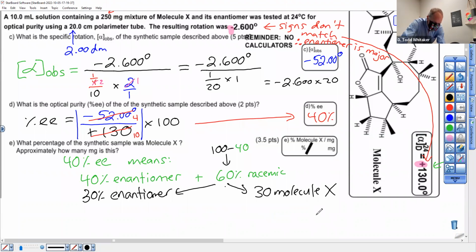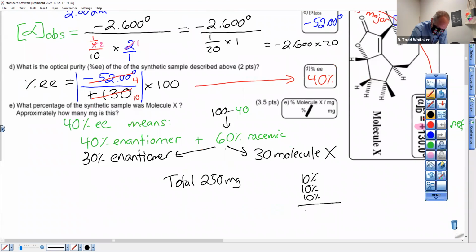And so I just need to know what 30% of 250 milligrams is. Total, 250 milligrams. Hey, 10% is easy to do in your mind. 10%, 10%, 10%. Add them up when you're done. That's 30%, isn't it? Oh, I love breaking numbers down. What's 10% of 250? 25, 25, 25. 75 milligrams.